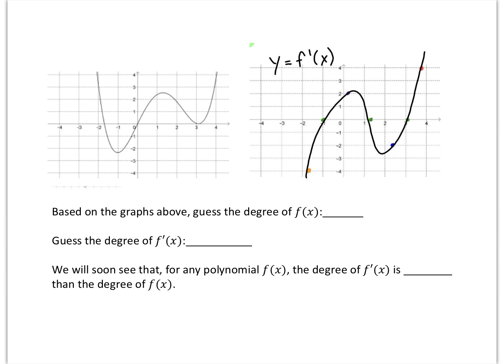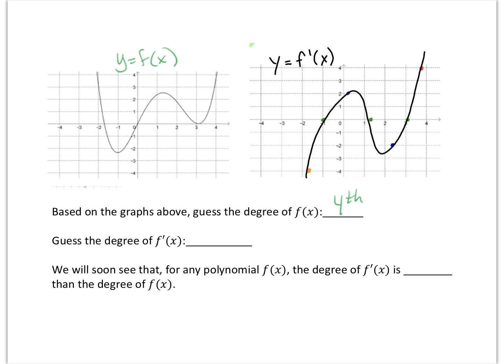Based on the graphs above, this is f of x and f prime. That's the graph that we just drew together in the previous slide. Based on these graphs, let's guess the degree of f of x. So it looks like a polynomial. It's got both arms up, which means it's an even degree, but it's got 3 extrema, which means it can't be quadratic, it has to be at least quartic. Okay, so we're going to guess this is the 4th degree.